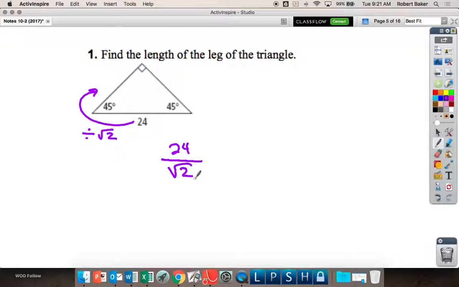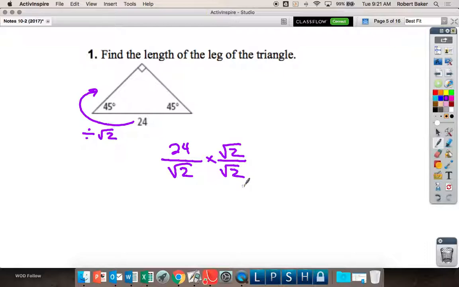The exact same process we did last time. How do you get rid of the radical in the denominator? Multiply it by 1 in that nasty form. The square root of 2 over the square root of 2. That's multiplying it by 1.